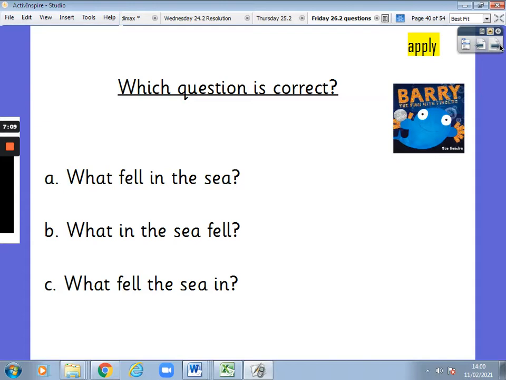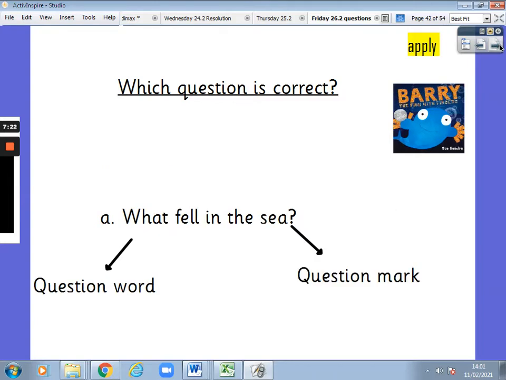Which question is correct? Is it A, what fell in the sea? B, what in the sea fell? C, what fell the sea in? It was A, what fell in the sea. What is our question word? At the end, we have a question mark, and the question makes sense. What fell in the sea?